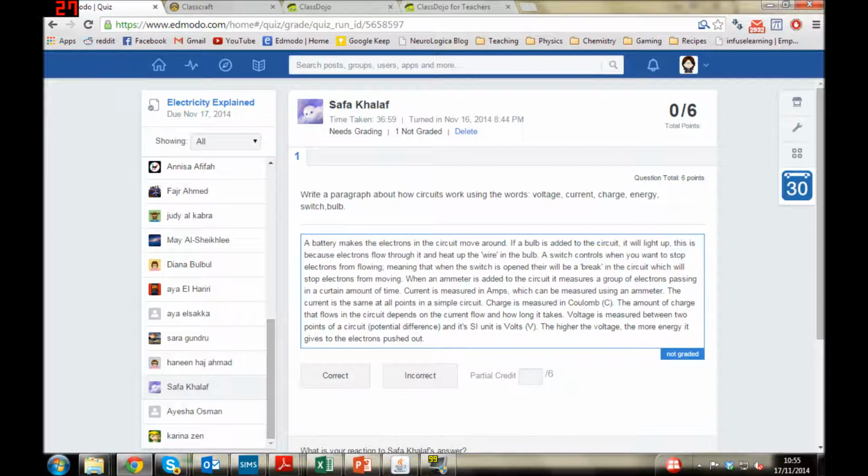Voltage is measured between 2 points of a circuit. That's potential difference. Its SI unit is volts. Fantastic. The higher the voltage, the more energy it gives to the electrons that are pushed out. That is an excellent answer. That's probably the best one I've read so far.